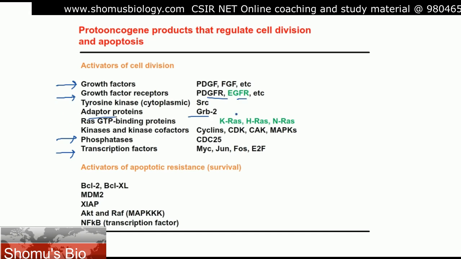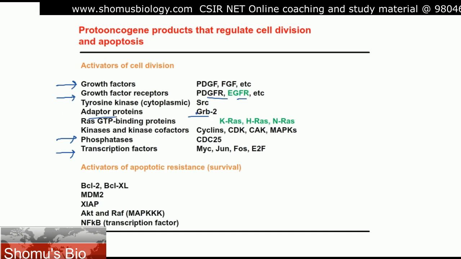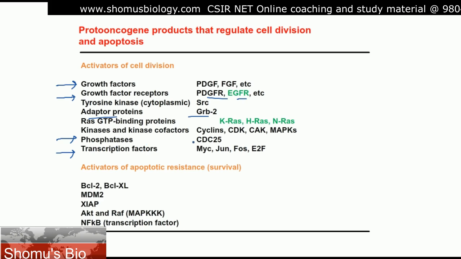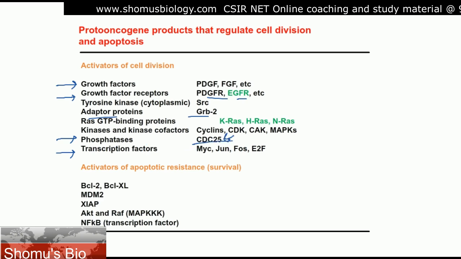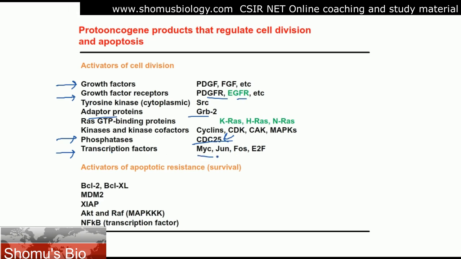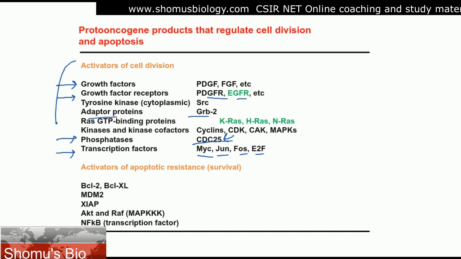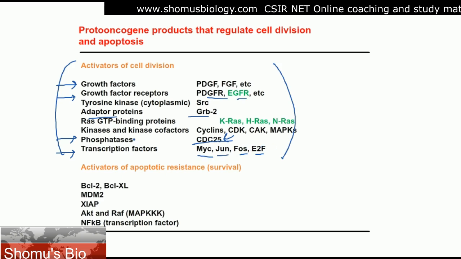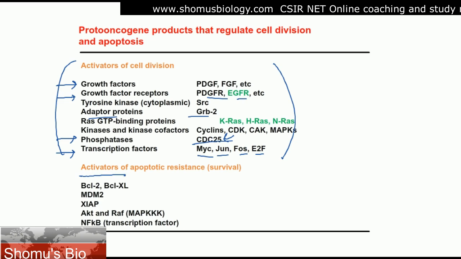Adapter proteins like GRB2, involved in the RAS MAP kinase pathway, are oncogenes. Phosphatases like CDC25 are activators of the cell division cycle, that's why it's an oncogene. Transcription factors like MYC, JUN, FOS, E2F are all oncogenes. So these oncogenes activate cell division, and there are also oncogenes that are activators of apoptotic resistance.